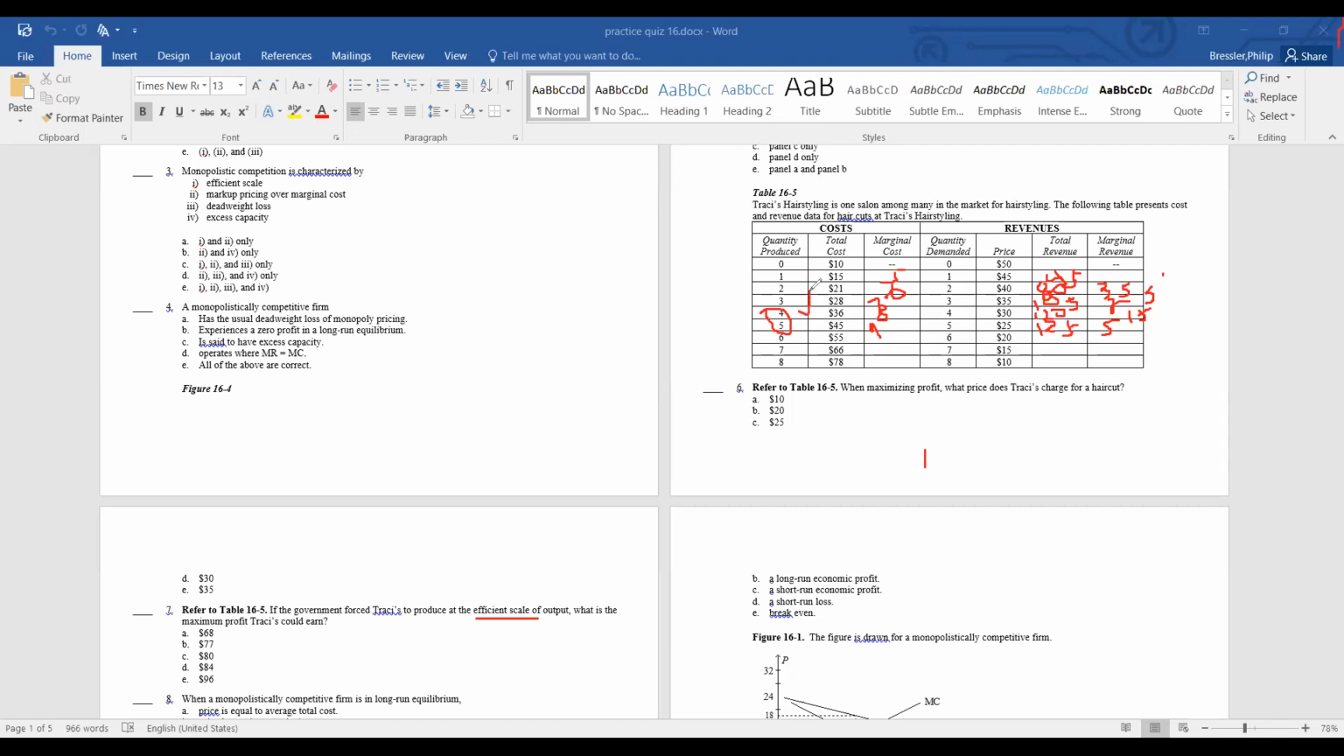Again, what I did, I found the efficient scale, which is the lowest ATC, by dividing total cost by quantity. The 2 lowest ones are 9. Then I have to find the most profitable, which is price times quantity for total revenue, minus the total cost. And that's going to be 4.